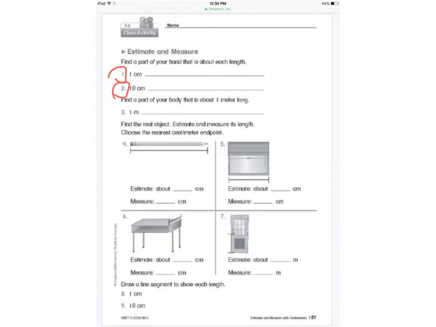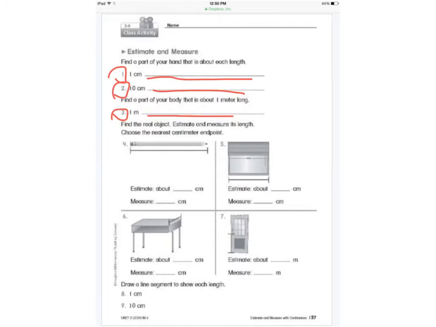And then write down those 2 parts of your hand right here. And then on your body, you're going to find a part of your body that seems like it's almost 1 full meter long. So it has to be the length of your whole strip. And then write down that body part here so you can tell us what you found that was about 1 meter long.